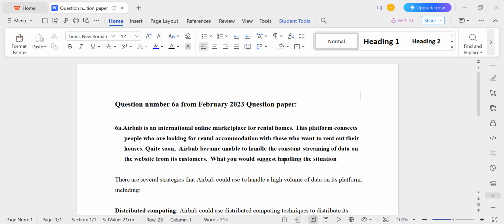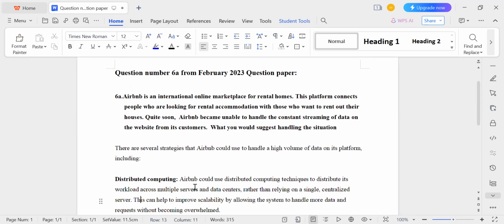So we should give suggestions on how it will handle this situation when a large number of people are using the website. About this, we should explain the strategies used by Airbnb to handle a high volume of data on its platform. In this, I have explained a few strategies.